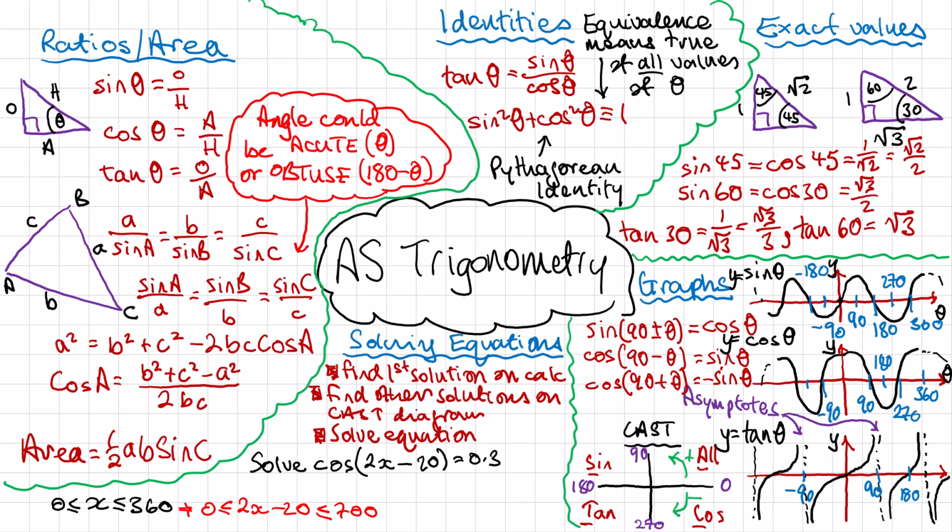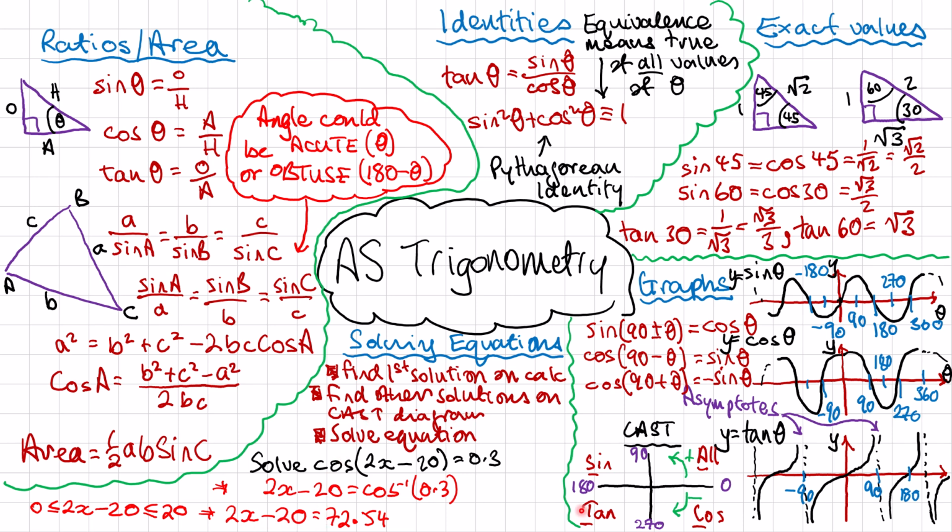Next, I do the cos inverse of both sides of this equation, and this will give me the first or principal solution. So that will give me 2x minus 20 is equal to 72.4 degrees rounded to 2 decimal places. What I don't do at this step is try and solve this and find the other solutions. I find the other solutions first, then solve this equation.